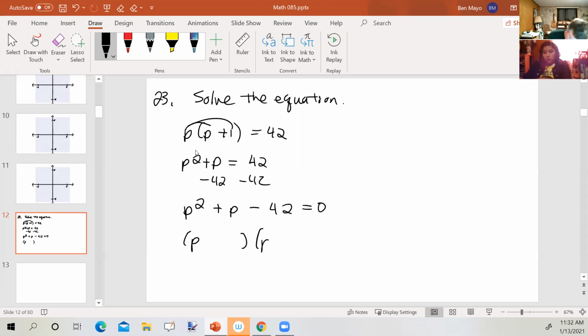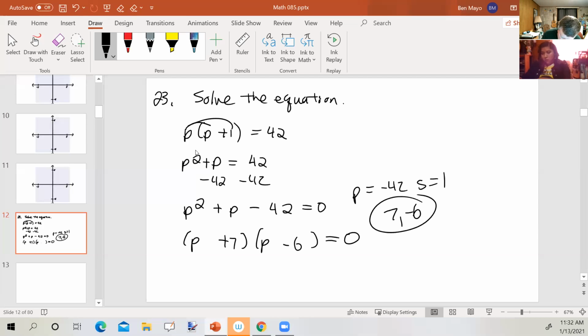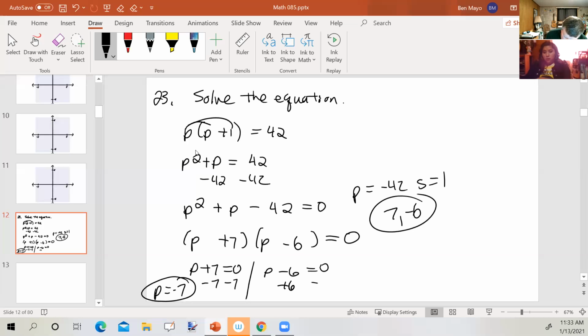So I'm going to factor it, pulling apart the first term. And then I've got a product that's negative 42 and a sum that's 1. So the numbers are going to be 7 and negative 6. So there it is factored. Then take each factor that contains a variable and set it equal to 0, and then solve each first degree equation. Subtracting 7, I get P is negative 7. Adding 6, I get P equals 6. So the two answers would be negative 7 and 6, respectively.